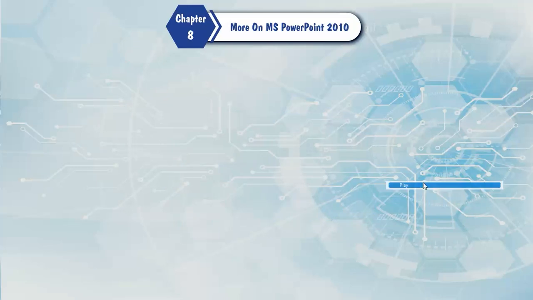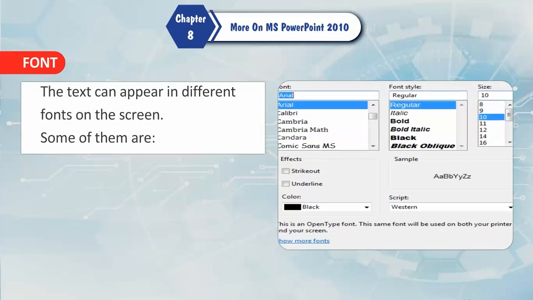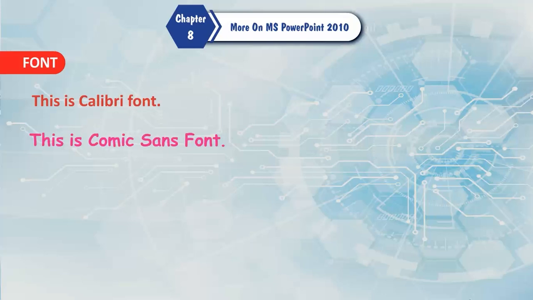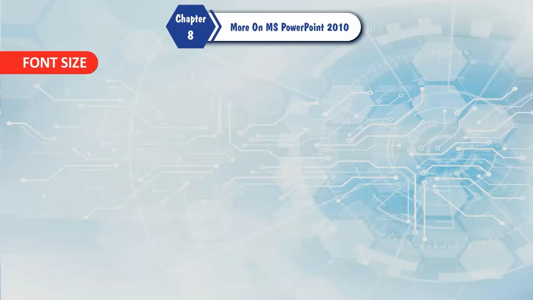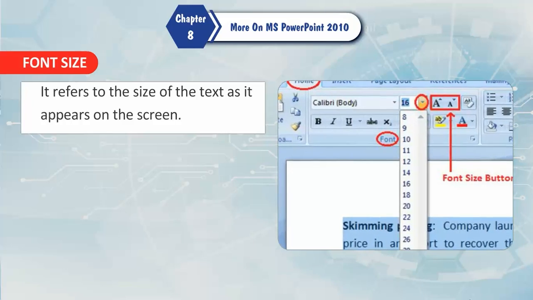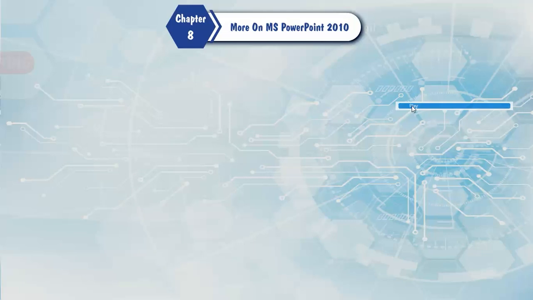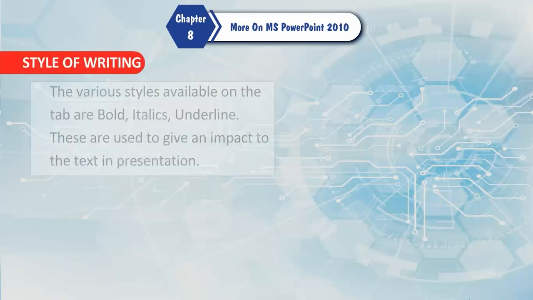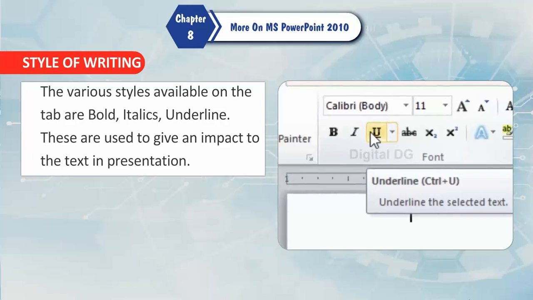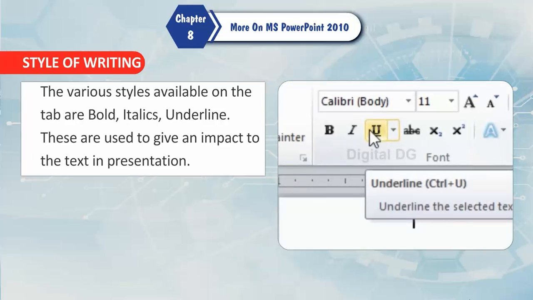Format a slide. Font. The text can appear in different fonts on the screen. Some of them are: this is Calibri font. This is Comic Sans font. Font size. It refers to the size of the text as it appears on the screen. Font style. The text can appear in different styles of writing. The various styles available on the tab are bold, italics, and underline. These are used to give an impact on the text in a presentation.